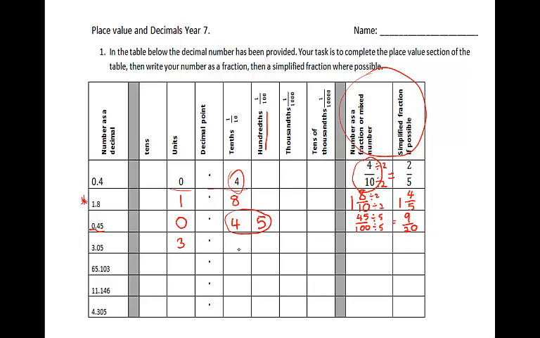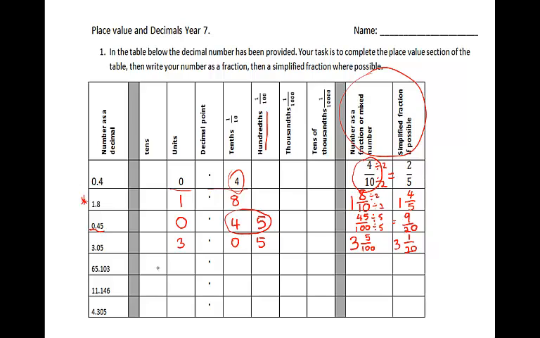3.05 is a 3 as a whole number, so it's our whole number part of the mixed number, and then a 5 in the hundredths column, so 5/100. Simplifying 5/100, 5 goes into both of them. How many times? Once. How many times? 20 times.